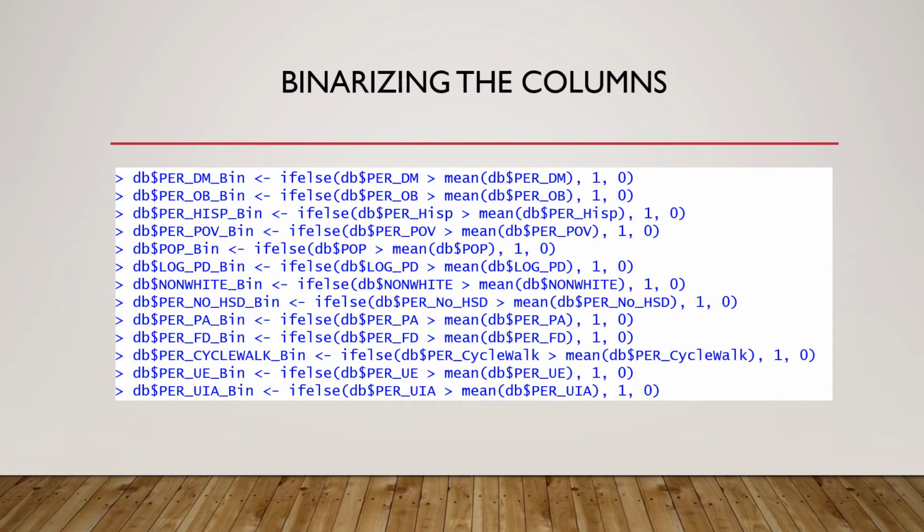To perform stratified covariate balancing, we need to have every column in a binary format. So to do this, I binarize each and every column by using their respective means. I use the ifelse function, compare each and every value in a column to its respective mean, and if it is greater than the specific mean, I set it to 1, else it is a 0. I do this process for all the 13 columns.